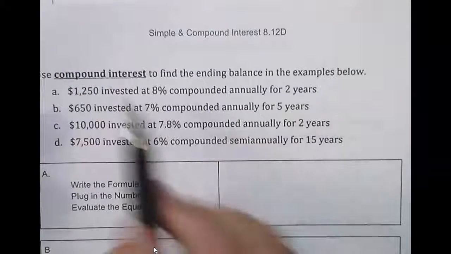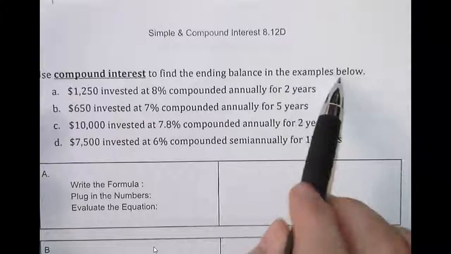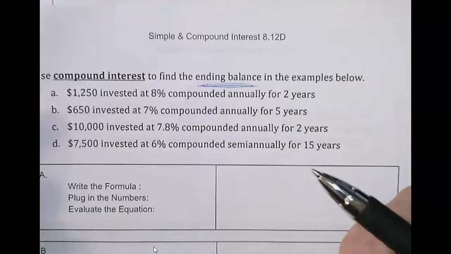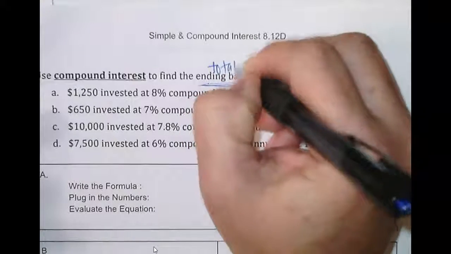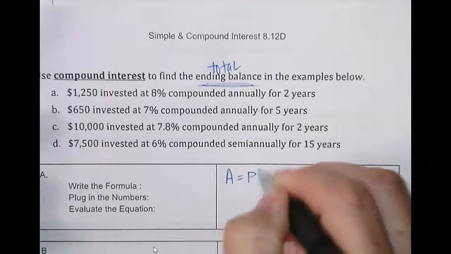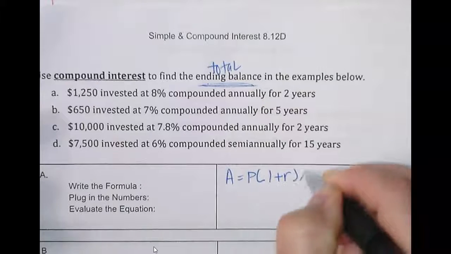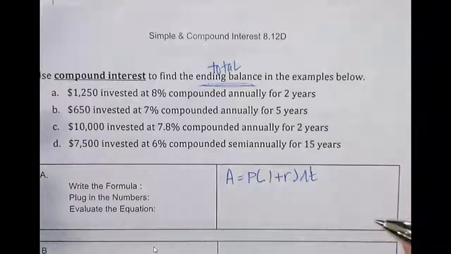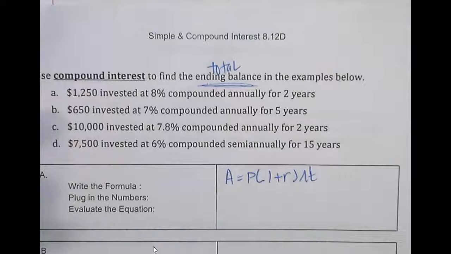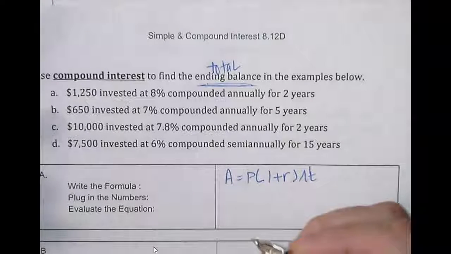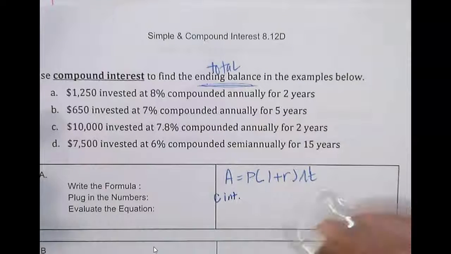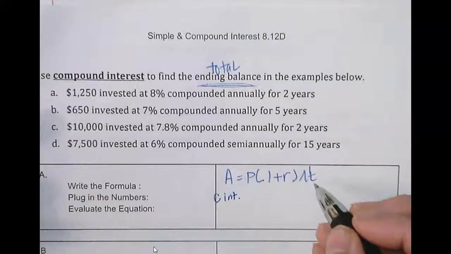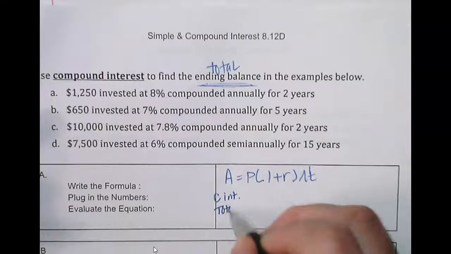So, it says, find the ending balance of this example. Which formula is the ending balance? Wouldn't the ending balance be the total? So wouldn't that be A equals P(1 plus R)^T? Let's just be honest. You're not going to be able to solve this if you don't have a calculator. I know. Good point. So what does A stand for? Compound interest. And with this one, is it interest only or is it total? This is going to be total.